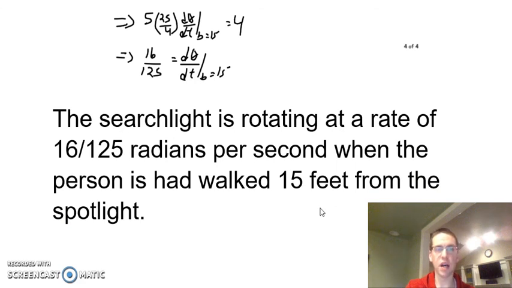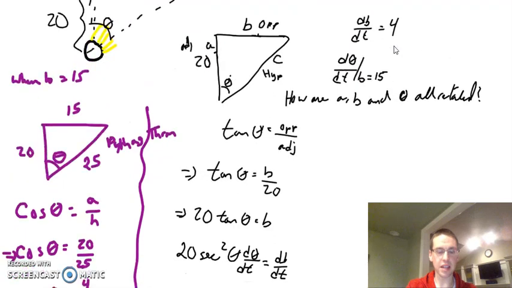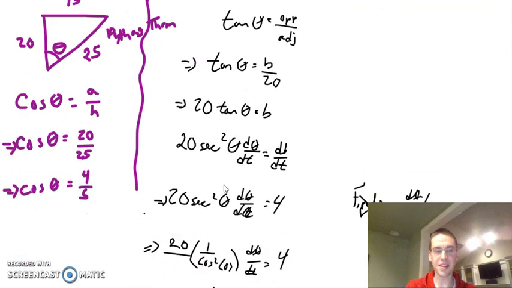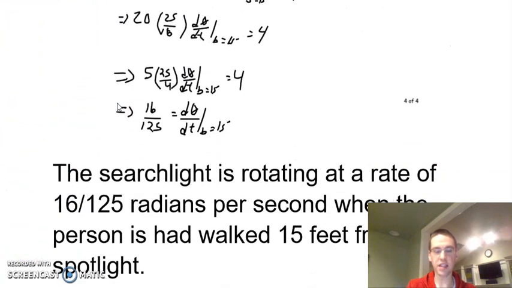radians. And notice how I wrote it out. We're in trig, and so therefore we must be in radians. Calculus is almost always done in radians unless specified. So it's rotating at a rate of 16 over 125 radians per second. So that is related rates. Again, it's the same idea. We found the derivative. We then use the information given to find the specific dimensions, or in this case, the specific ratio, to find the answer.